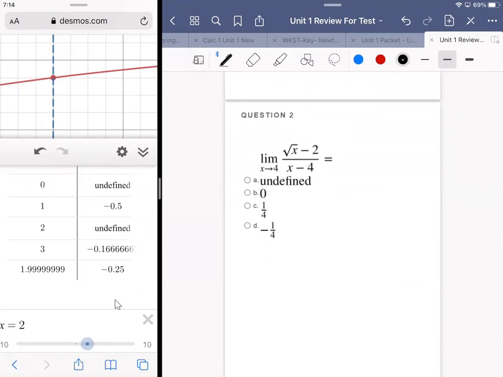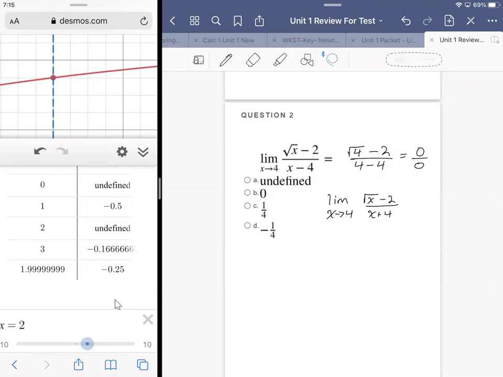Although there is an algebraic approach, you can still use Desmos. If you want to use the analytic approach, rad 4 minus 2 over 4 minus 4 gives you 0 over 0. That's an indication that there is an answer to be had. You just got to do the work to get it. So, limit as x approaches 4 of rad x minus 2 over x minus 4.